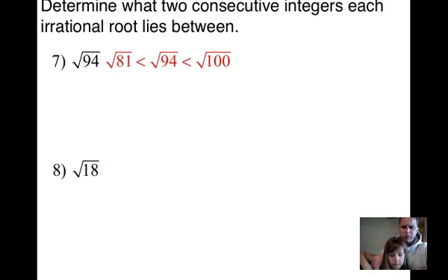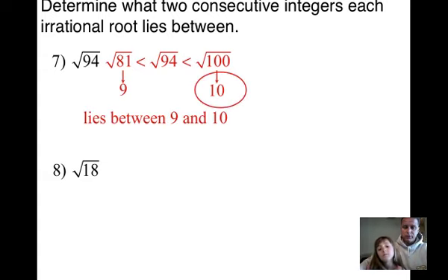Actually, I think we got a bunch more here. So we have the square root of 94. That's going to be between the square root of 81 and the square root of 100. So it'll be between 9 and 10. And it's going to be closer to 10.